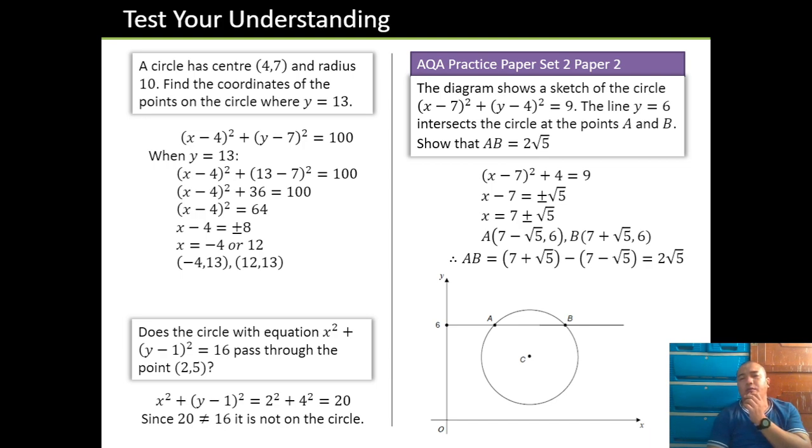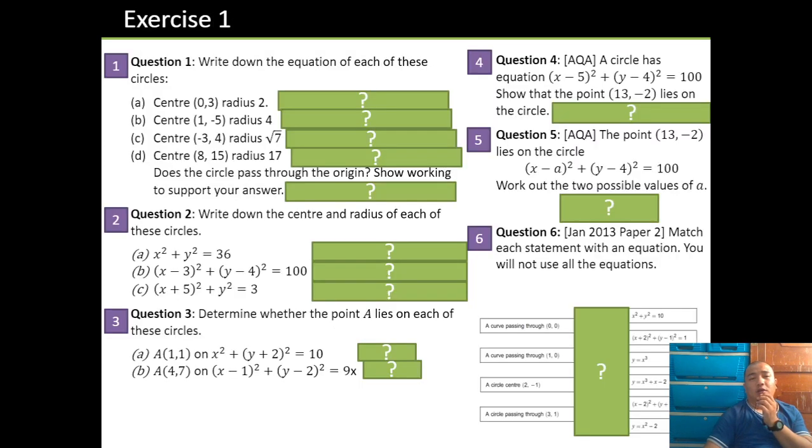Yan. And if we're going to subtract 7 plus square root of 5 minus 7 minus square root of 5, because it's actually AB, it is 2 square root of 5. So, sinubtract lang natin yung dalawang points. The distance actually.